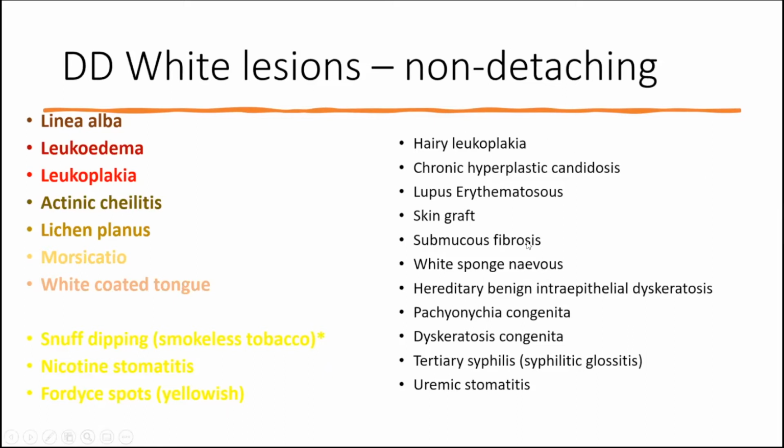And then we have all these other conditions: hairy leukoplakia, chronic hyperplastic candidosis, lupus erythematosus, submucous fibrosis, white sponge nevus, hereditary benign intraepithelial dyskeratosis, pachyonychia congenita, dyskeratosis congenita, tertiary syphilis in the form of syphilitic glossitis, and uremic stomatitis can present as non-detaching white lesions, but much more rare.